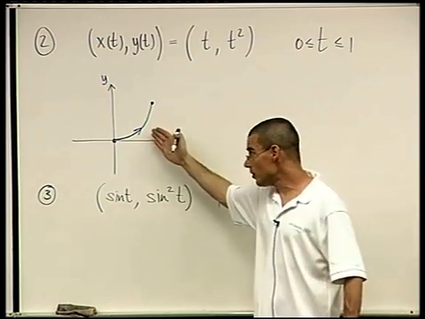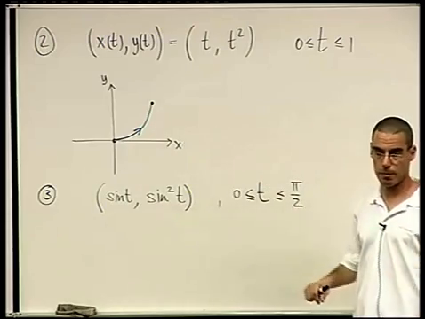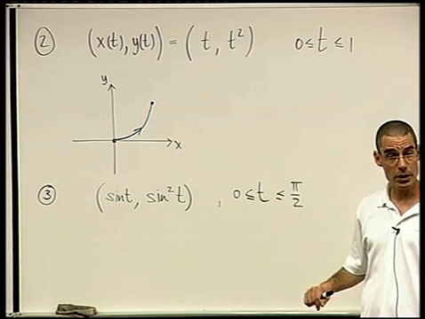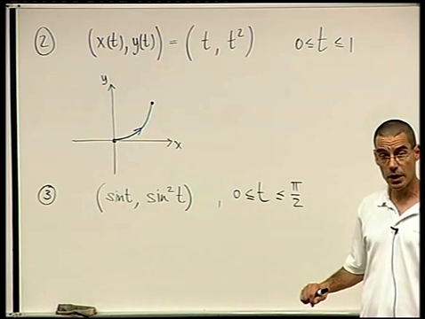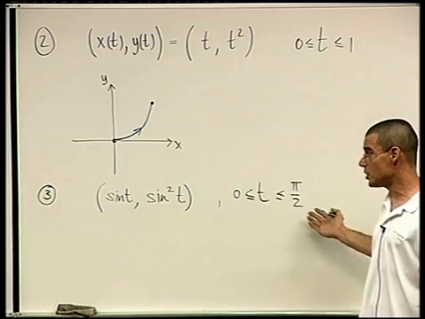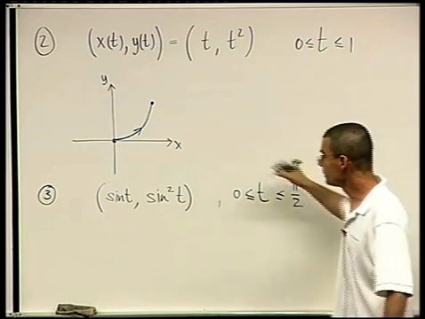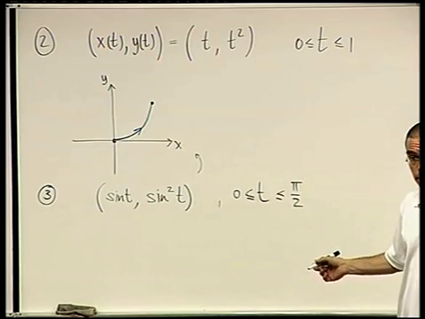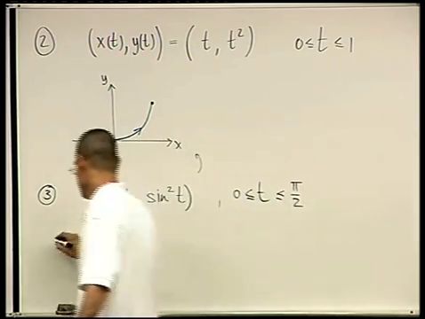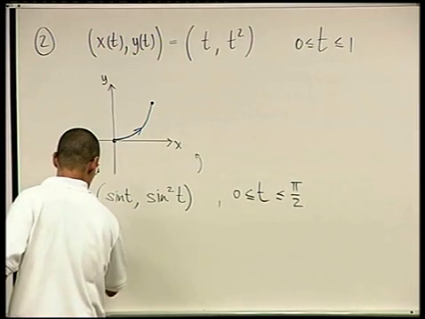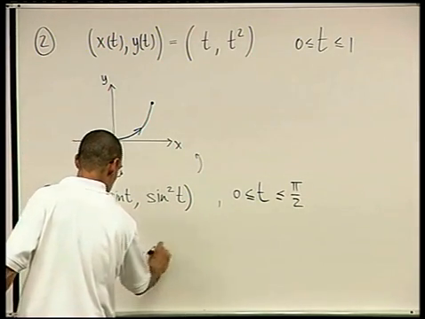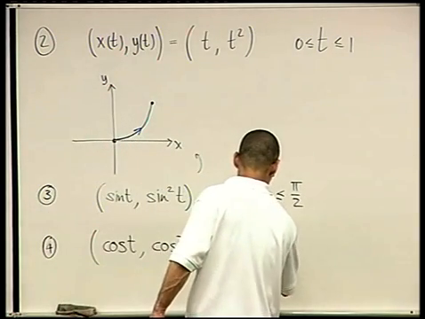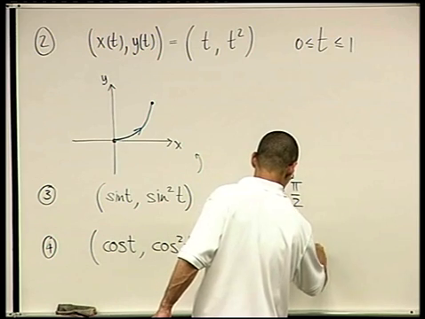Do you agree that I get precisely this? It's the same curve with a different parameterization. Boy, that's a complicated word. Do you see that? Okay? So I can have two parametrizations for the same curve. Questions? Good? Okay. What about this? What if I take cosine t and cosine squared of t, where t ranges, again, between 0 and pi over 2?